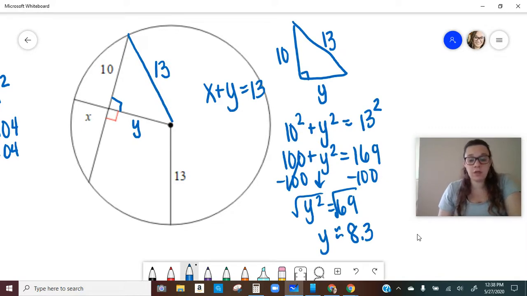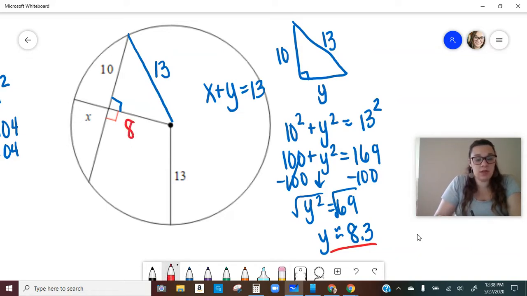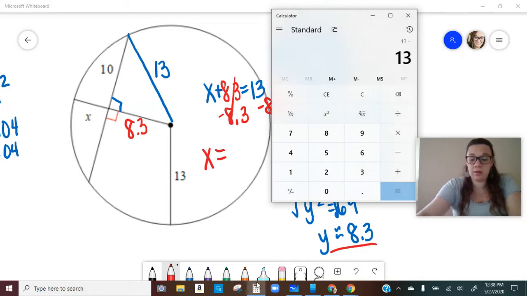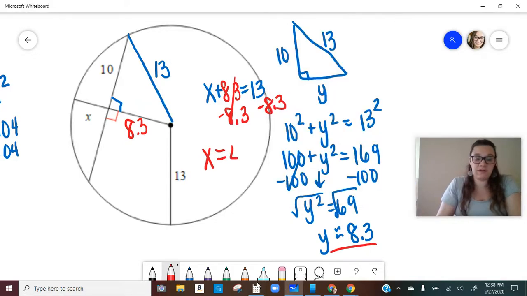All right, so hopefully you got approximately 8.3 for this y piece. So let's plug that in for what we have in this spot here. We said it was about 8.3. And so in our equation, x plus y is 8.3. I can use it plus x to get a radius of 13. So let's take away 8.3 from both sides. And I've got x equals 13 minus 8.3 is 4.7. So final answer there, 4.7.